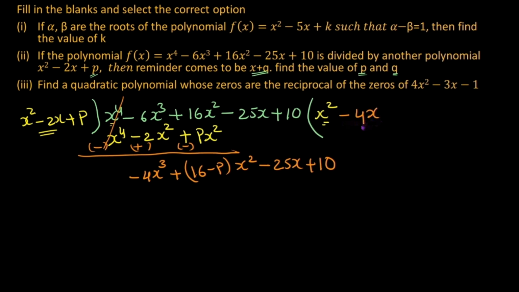With minus 4x if you do, okay? Minus 4x into x square is minus 4x cube. Okay? Minus 4x into minus 2x, it is a plus 8x square, right? Okay. So, p into minus 4x is minus 4px.